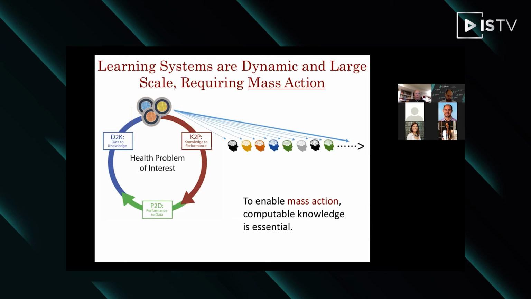And you want to be able to do that at a large scale, reaching in principle an infinite number of people, and provide them with information that is tailored to their particular needs. By virtue of seeing these different colors, we're recognizing that each of these people might have different needs for information of different types, which can be computed out of these knowledge objects. And then these people will take action based on the information they receive, and that action will complete the cycle. So that is one aspect of mass action requiring computable knowledge.